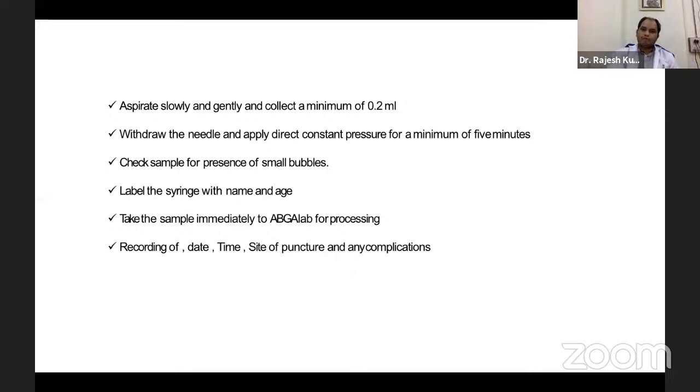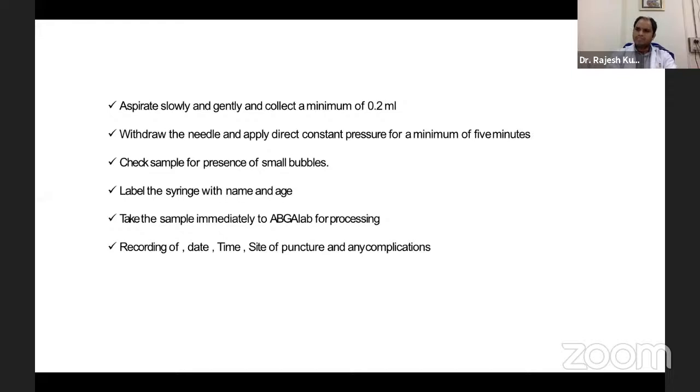So check the sample for the presence of small bubbles. If air is there, you have to de-air it. Label the syringe. In labeling, what will you do? You have to maintain, just write the pad number or patient name or MRD, whatever the facility you have.